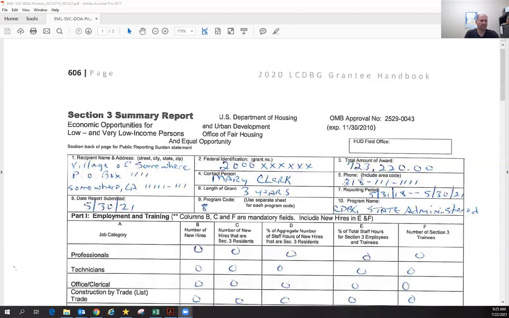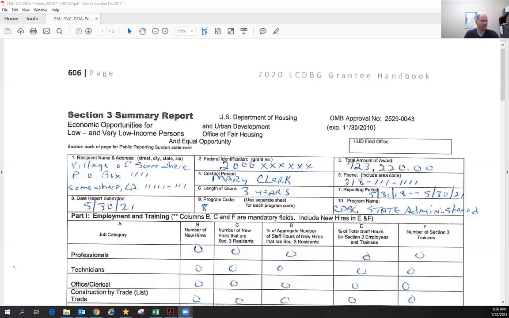4 is the contact person. 5 is their phone number. 6, we have 3-year grants. So if you're still on your first contract, you would put 3 years. If for some reason you're on a second contract and it's a 4 or 5 years, however that long that is. The reporting period, one of the easiest things to do is just to put the dates of the contract.